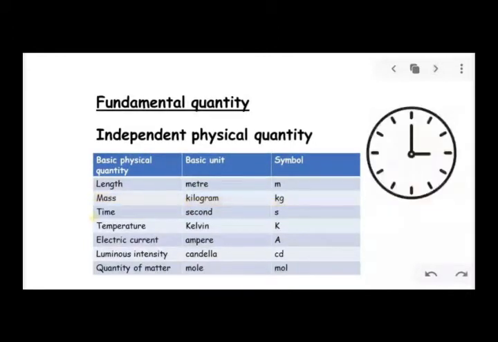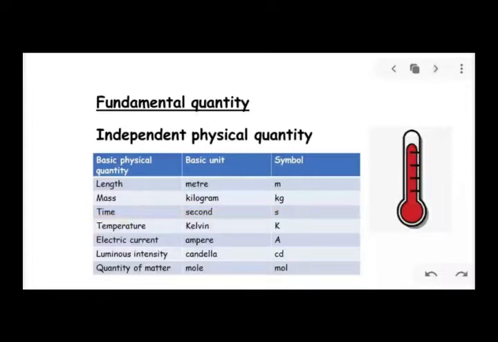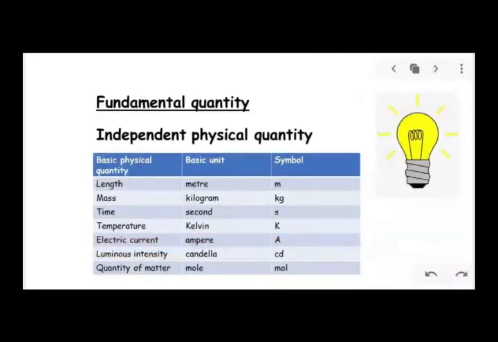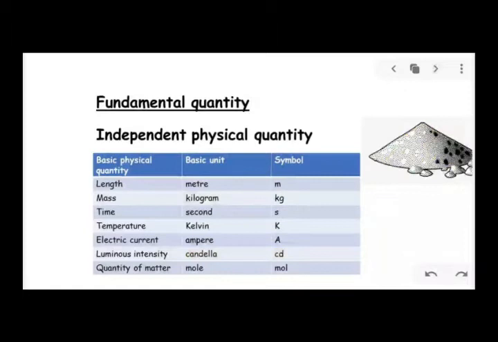Next you have time, which is measured in second and has the unit small s. Next you have temperature, which is measured in Kelvin and denoted by capital K. Next you have electric current, which is measured in ampere and has the unit capital A. Next you have luminous intensity, which has the unit candela and is denoted by cd. Next you have the quantity of matter, which has the unit mole and is denoted by small mol.